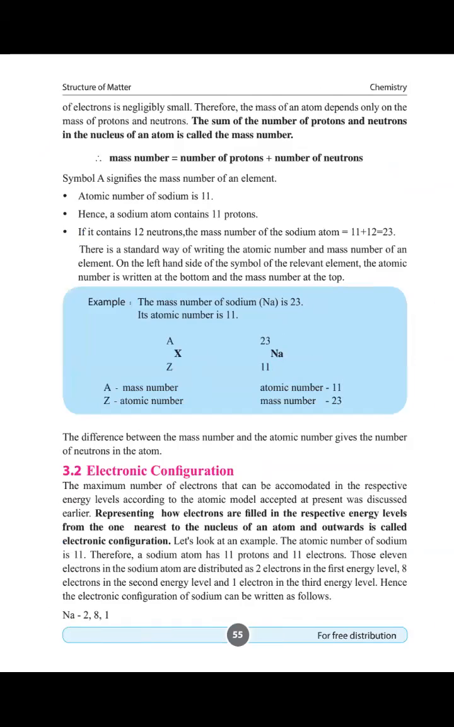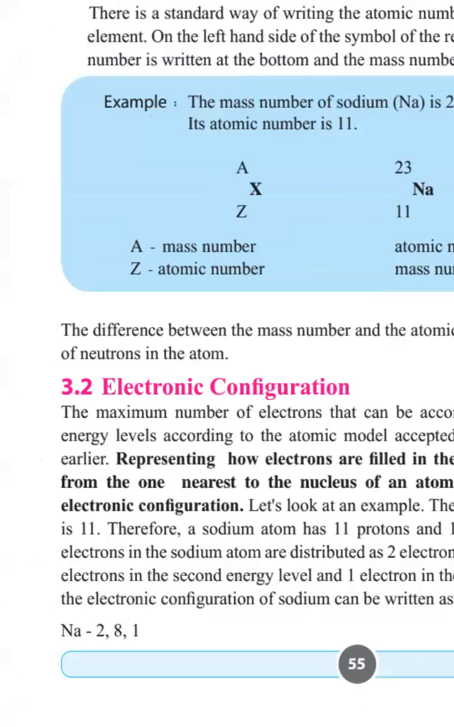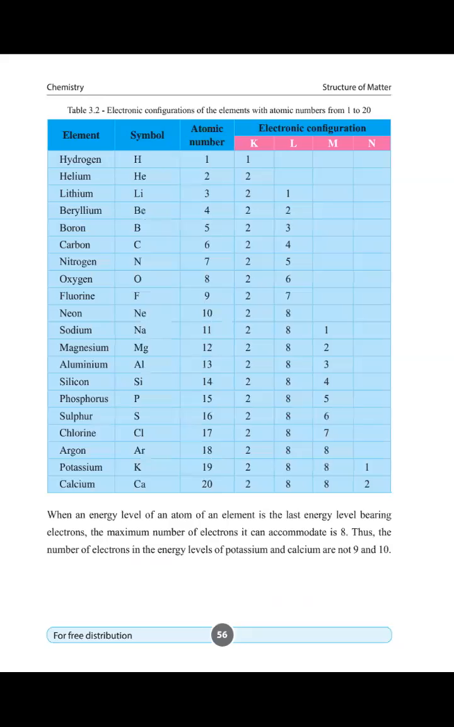So sodium, the first energy level, 2. Second, 8. One remaining, that goes to the third level. It should be 2, 8, 1, not 2, 9. Because 9 electrons are not possible for the second energy level. Now, you should be able to remember these 20 elements, and you can write their electron configurations as you know the atomic number. You should be able to remember the atomic number of each in order.